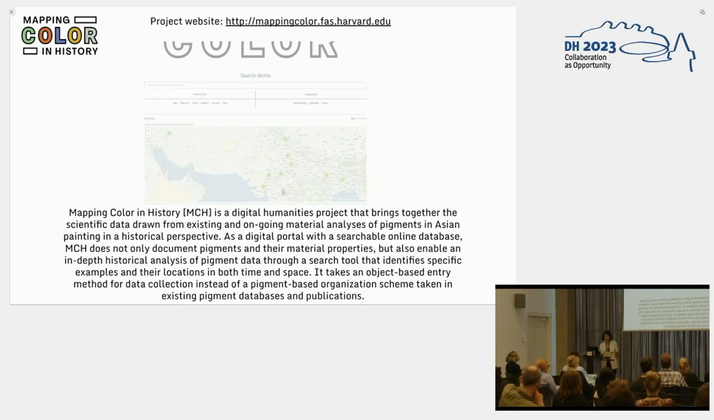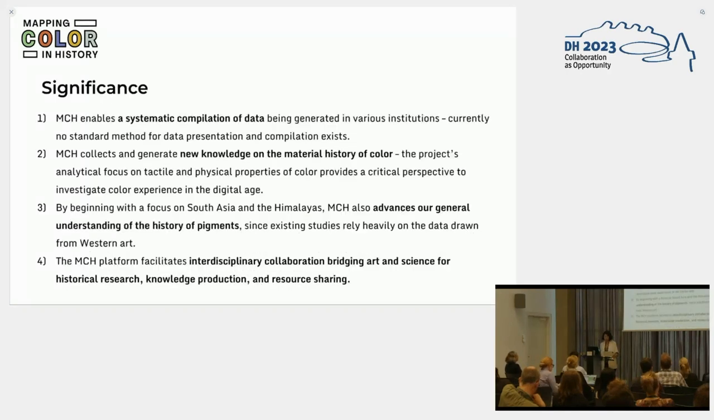It takes an object-based entry method for data collection instead of the pigment-based organization scheme taken in existing pigment databases and publications. And these are some of the aims of the project. MCH enables a systematic compilation of data being generated in various institutions, and it also collects and generates new knowledge on the material history of color. It also advances our general understanding of the history of pigments, or global history of pigments, I would add. And lastly, it facilitates interdisciplinary collaboration, bridging art and science for historical research, knowledge production, and resource sharing.